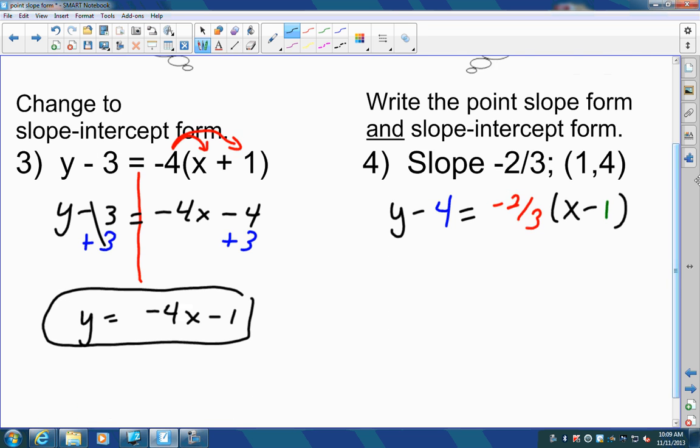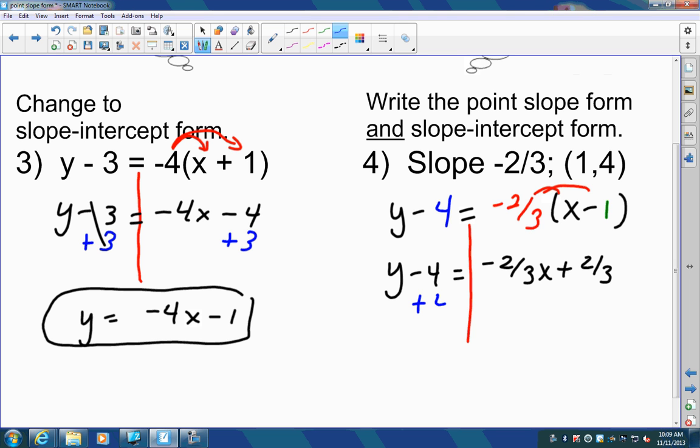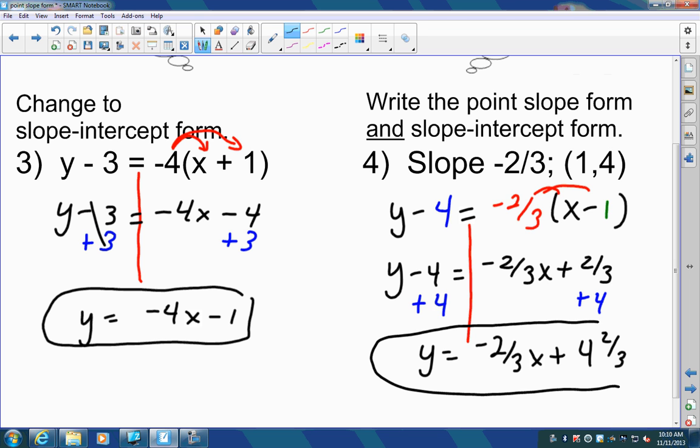Then to rewrite it in slope intercept, I'm going to do my distributive property. I have y minus 4 equals negative 2/3 x plus 2/3. You need to add 4 to each side. Y equals negative 2/3 x plus 4 2/3. Not very friendly, but it's still the slope-intercept form.